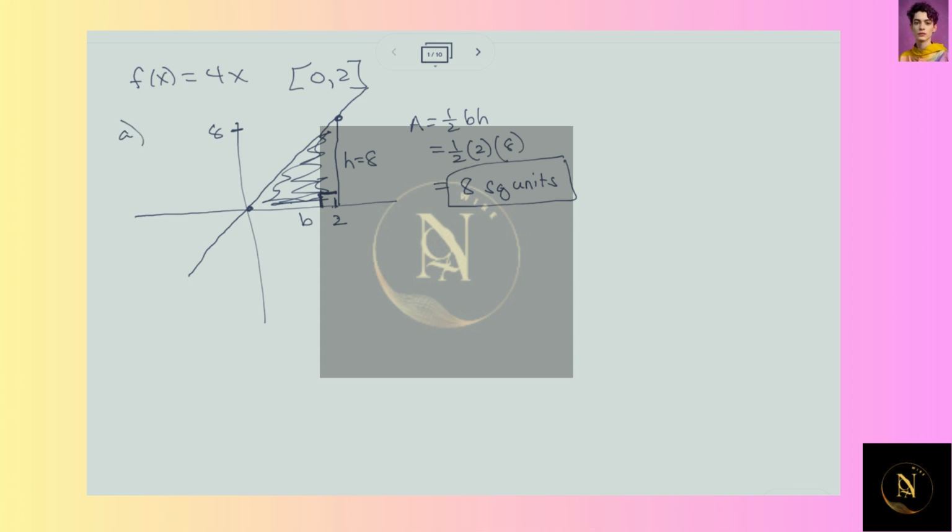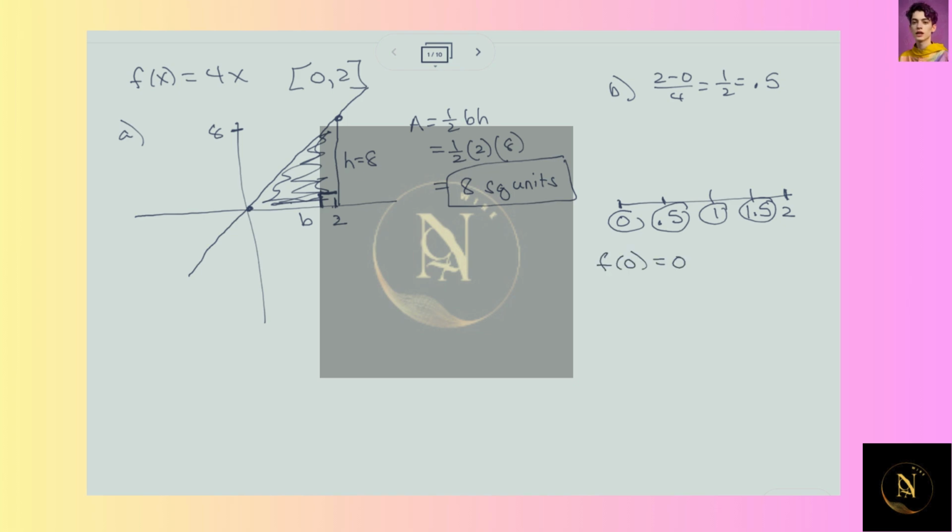Now I want to use a Riemann sum with 4 subintervals. So 2 minus 0 divided by 4 means that each of my subintervals is going to be a half in length. If you think about that, you're starting at 0, you're going out to 2, and you want 4 of these. So you want 0.5, 1, and 1.5. Now we want to use a left endpoint. So we want 0, 0.5, 1, and 1.5.